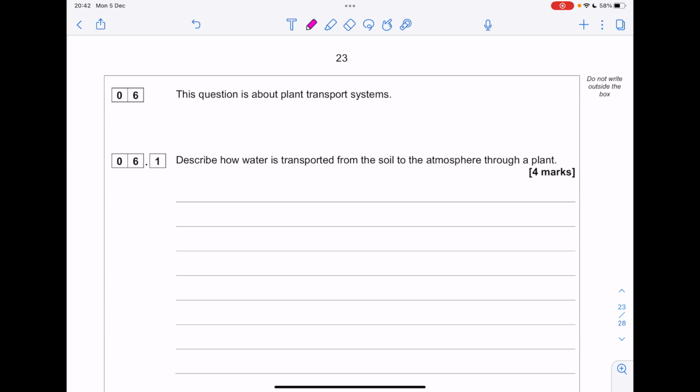This question is about plant transport systems. Describe how water is transported from the soil to the atmosphere through a plant. So we need an answer that includes talking of roots. How does it get up the stem? Well, in the xylem. And then how does it enter the atmosphere through the stomata in the leaf?